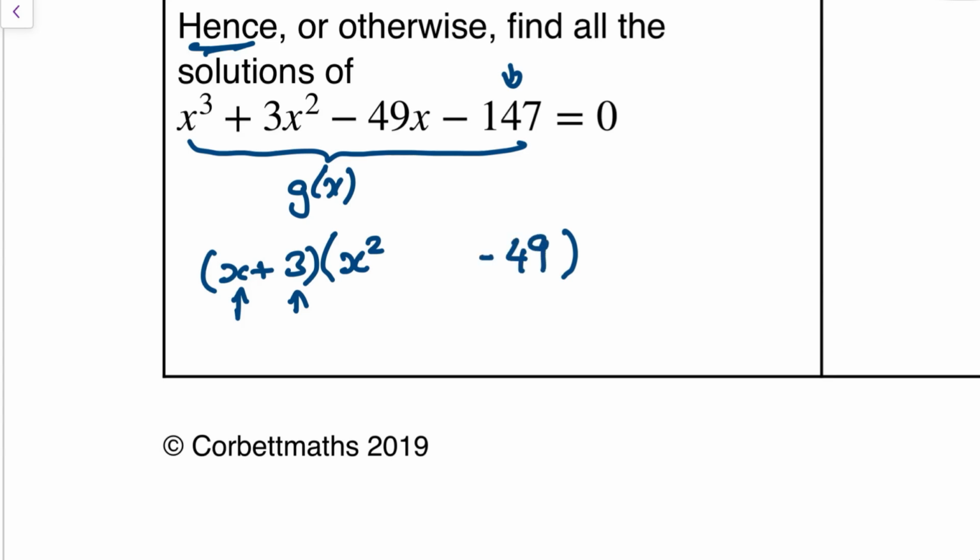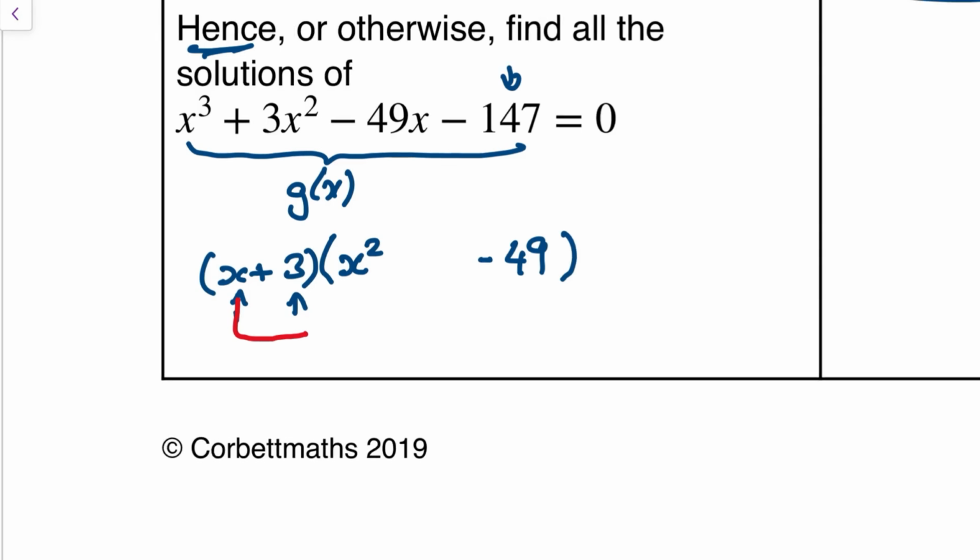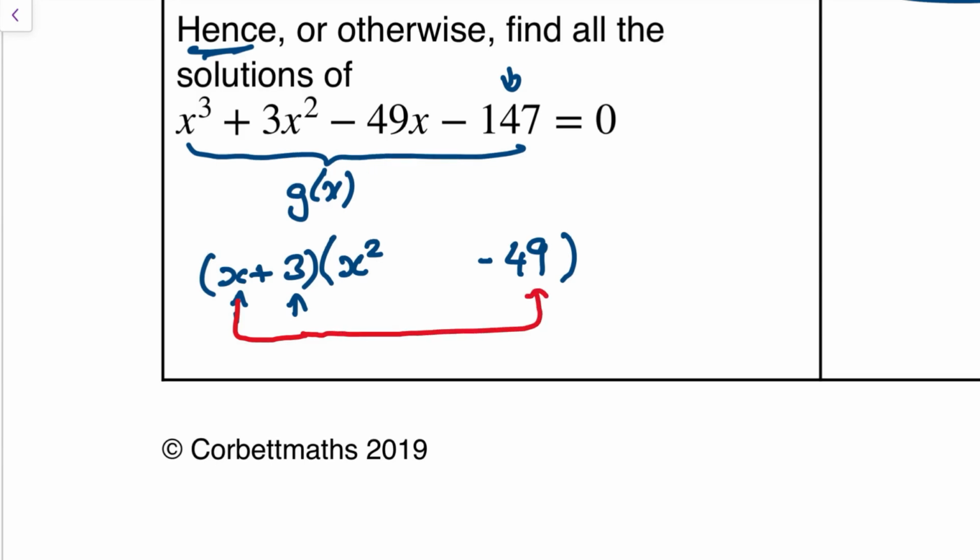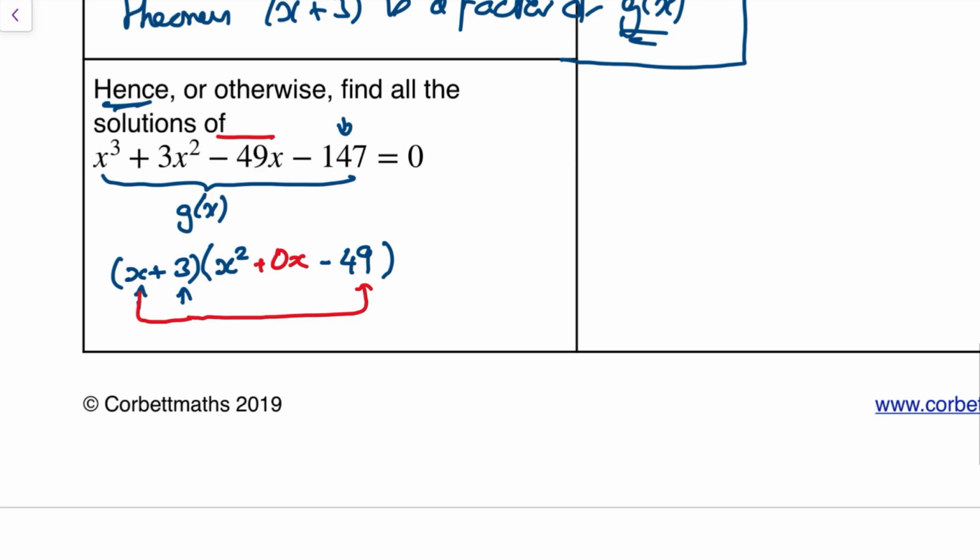Then I need to ask myself, if I imagine expanding this, so all of this is a bit of experience, but equally it's definitely something you can get better at. If I imagine expanding the bracket, well, then it's going to be x times minus 49, which gives me minus 49x. But actually I only want minus 49x. So I've got my 49x's. So therefore it must be the case that this is 0x. Hence or otherwise find all solutions.